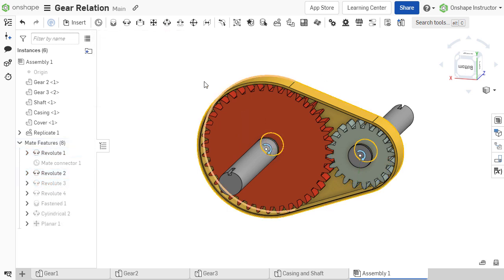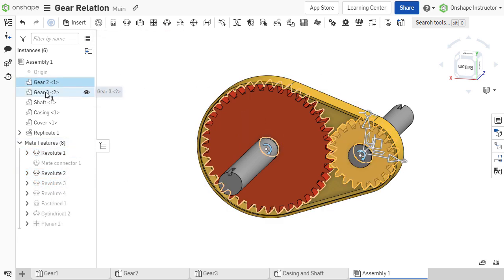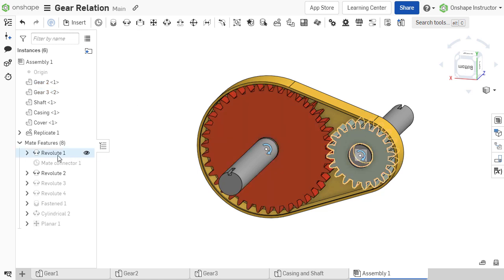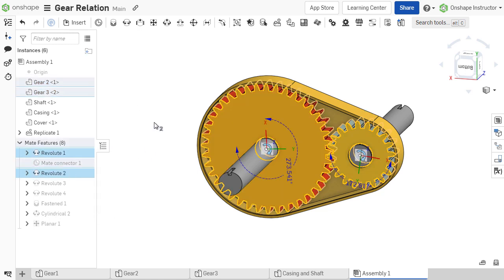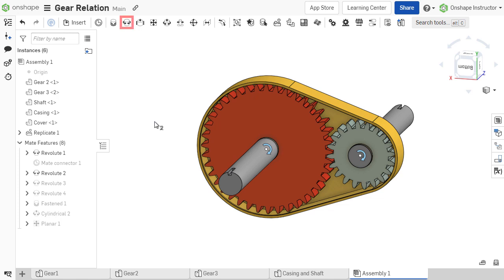To define a gear relation, there must be two components in an assembly defined with a mate that allows a rotational degree of freedom. This includes the revolute mate, cylindrical mate, planar mate, pin slot mate, or the parallel mate.